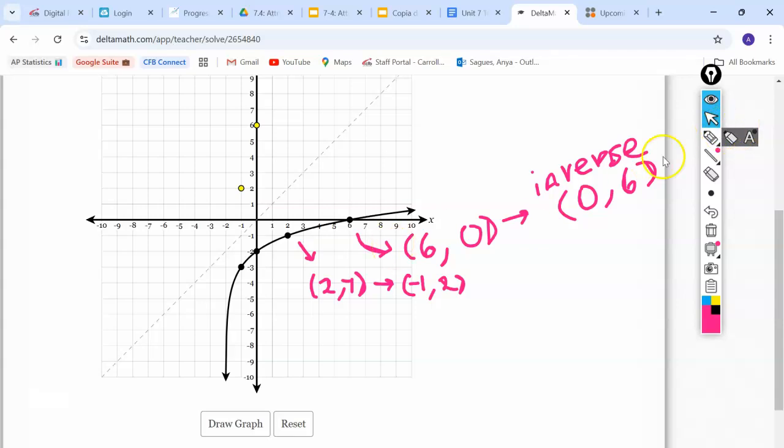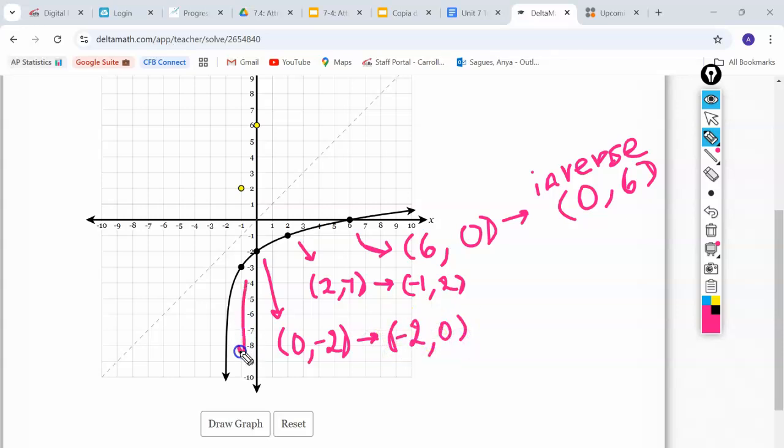Then I'm going to look at the other one. So this one was 0, -2. So I'll change it to -2, 0. And this one is -1, -3. So I'm going to change that to -3, -1. So let me plot these points. -2, 0, -3, -1. All right.